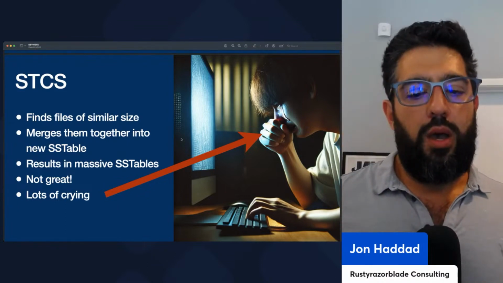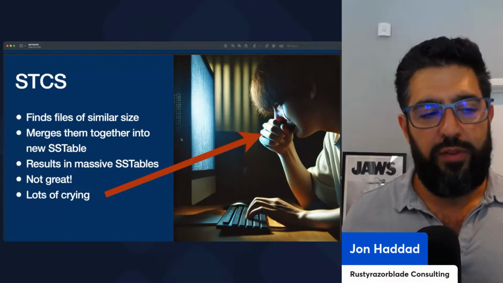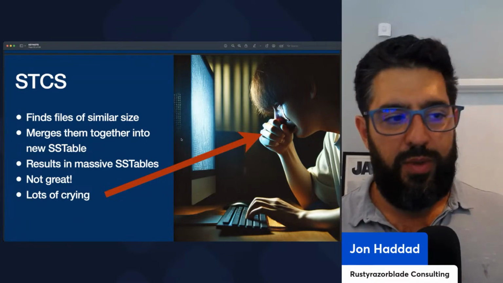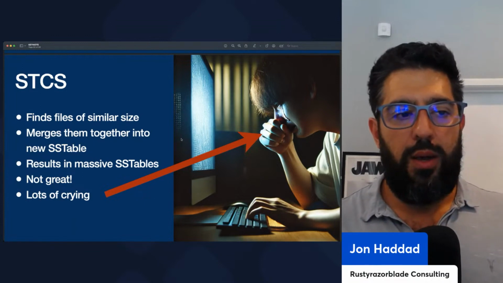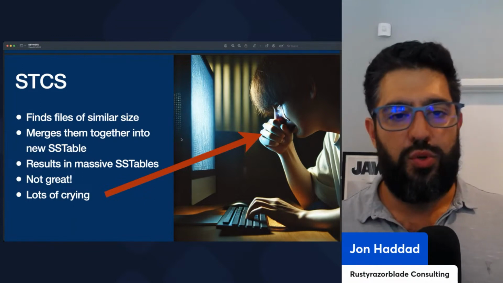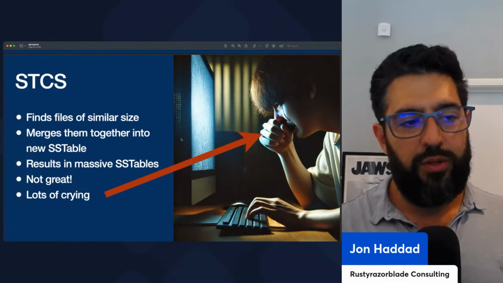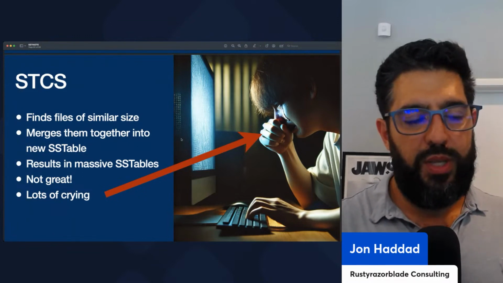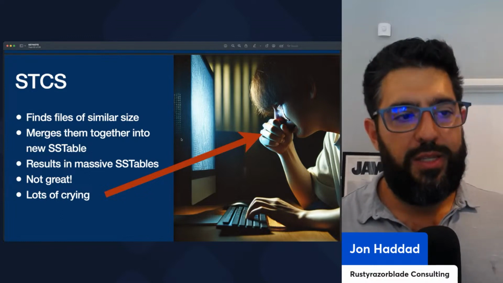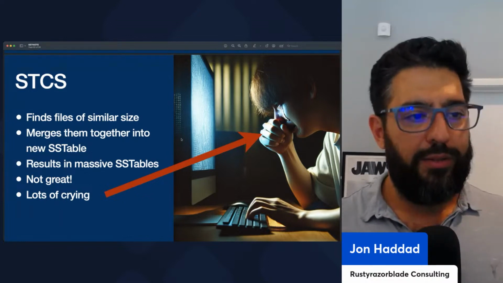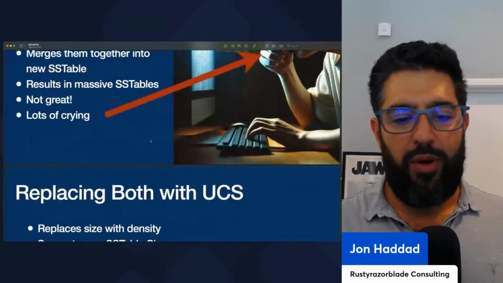So if you do have IO issues, if you have limited numbers of IOPS, maybe you're using EBS, and you want to be able to store super dense nodes, then you're probably leaning towards size tiered or TWCS, but sometimes that doesn't fit either. So basically, this results in a lot of crying and pain. The size tiered kind of is a bummer.